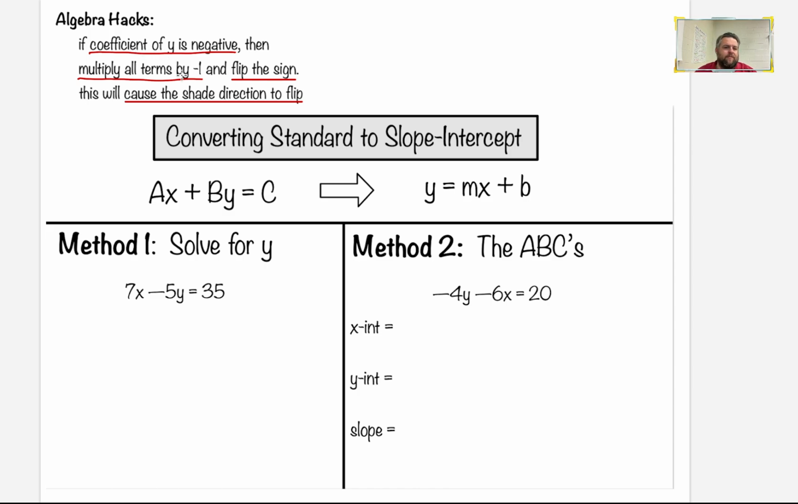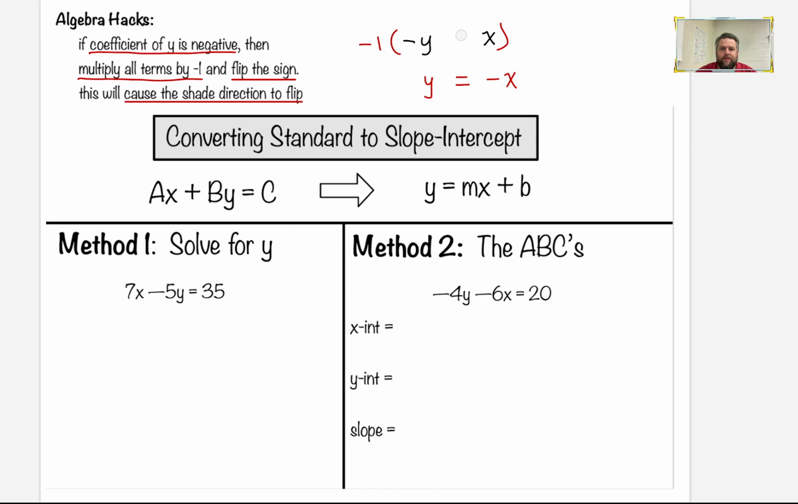Now, going back to one of my previous videos, I said when we're graphing linear inequalities, there's this algebra hack that says if the coefficient of y is negative, then we're going to multiply all the terms by -1 and then flip the sign. So for example, if I have negative y is equal to x, then we're going to multiply everything by -1 and it ends up flipping the sign. So -1 times -y is just simply y. -1 times the x is -x. But then the equal sign, we would flip it, but it's still an equal sign.